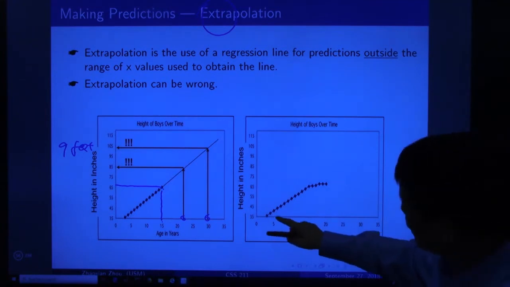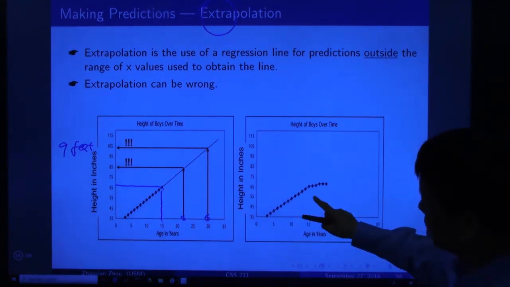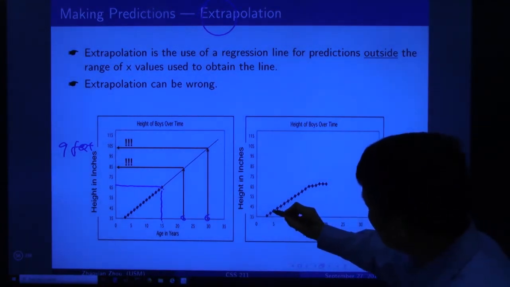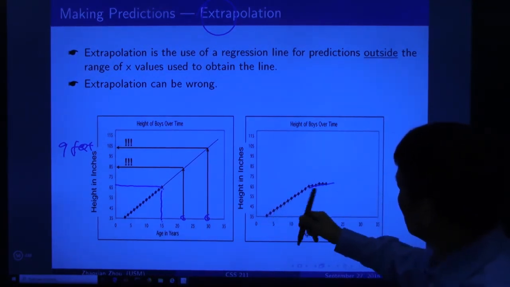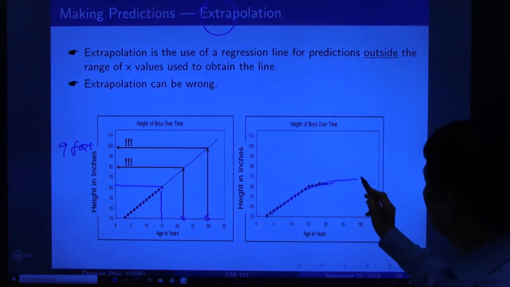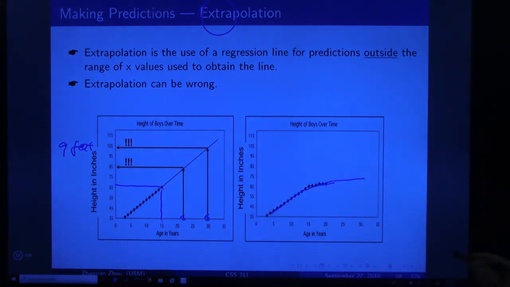For example, you do not necessarily have to use linear interpolation. You can use, for example, a regression line that is not straight. You can use a second order curve, like this one. You can use this one to predict. So that is one way.